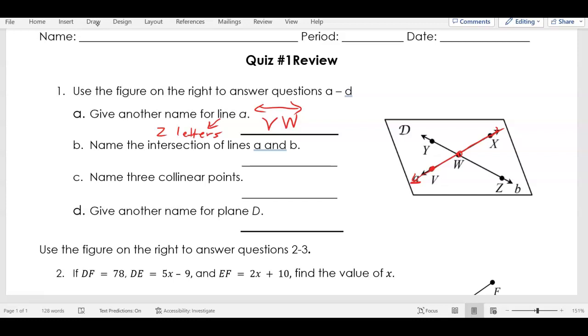Okay. Letter B, name the intersection of line A and B. Okay. So here's A, here's B. Where do they cross? Right there at W. Okay.